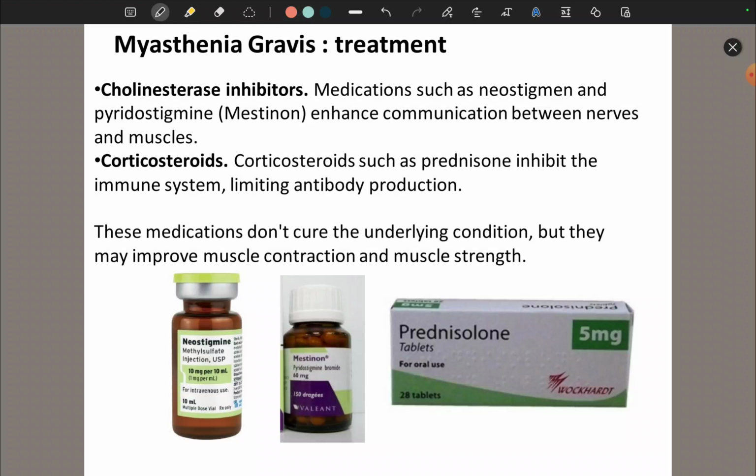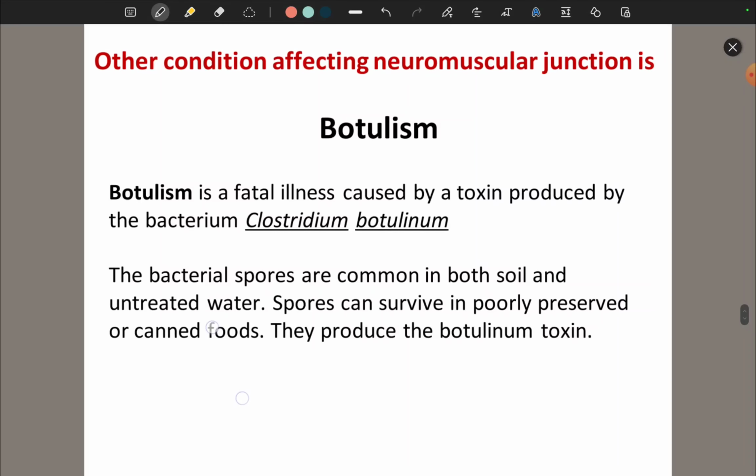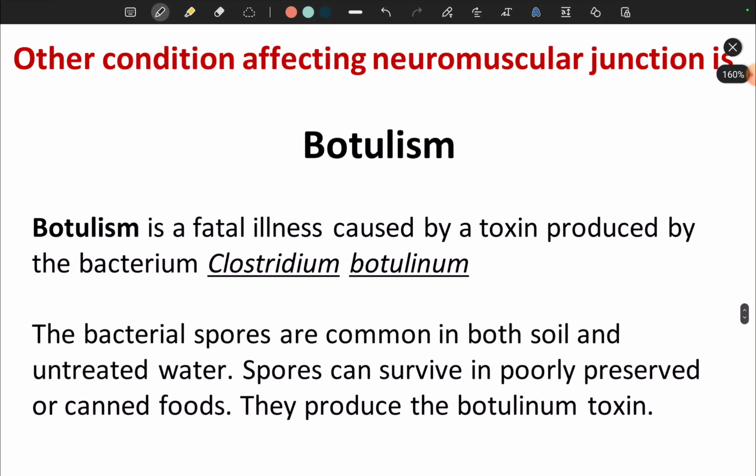So, in addition, there is no definite cure, but these are the available modalities. The other condition is botulism. Now, what is botulism? It is also a problem in the synapse. What is the synapse? It is the motor end plate, the junction between the nerve and the muscle.